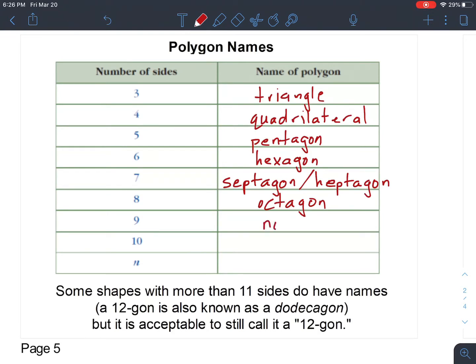Then for 9, that is going to be called a nonagon. And then for 10, we have a decagon.